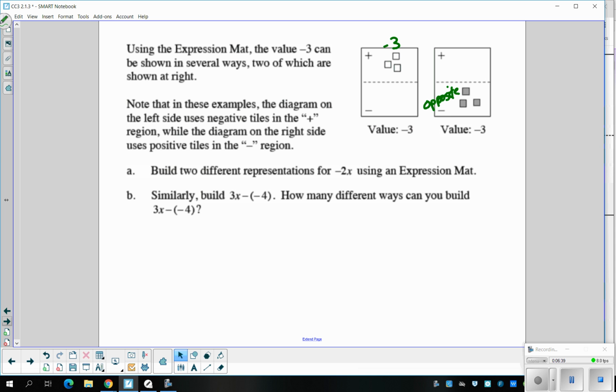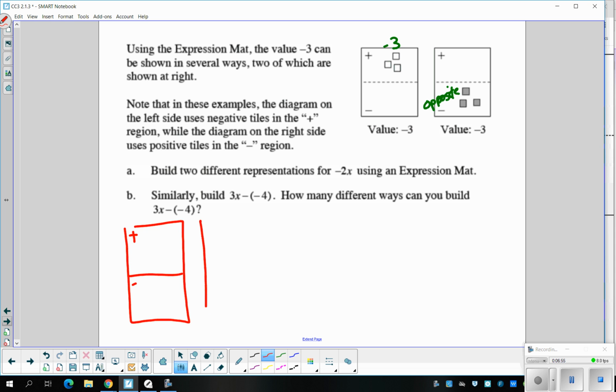So then let's build two different expressions for -2x. When I'm drawing these out, I can just draw my little expression mat. I'll use black just like it was a pencil. Let's say I'm doing -2x. Well, I usually start with the easiest one. So up on top, I draw an x, and that's a negative, because I didn't shade them in. So this has a value of -2x.